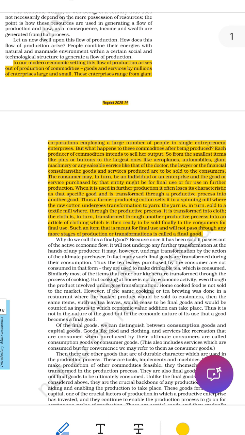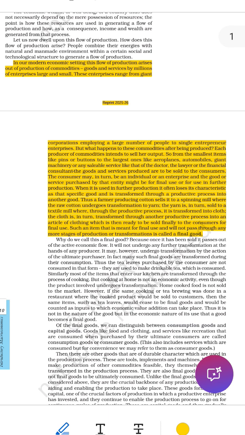Commodities. A fancy word that just means things you can sell, like goods, physical things, bread, phones, clothes, services, helpful actions, like teaching, cleaning, or cutting hair. Who makes these things? Enterprises, businesses, or people who make and sell stuff. There are millions of them. Big ones, like Tata, Apple, Infosys. Small ones, like a fruit seller, tailor, or mechanic. Example, a big car company makes cars. A chaiwala makes tea. Both are part of the economy.